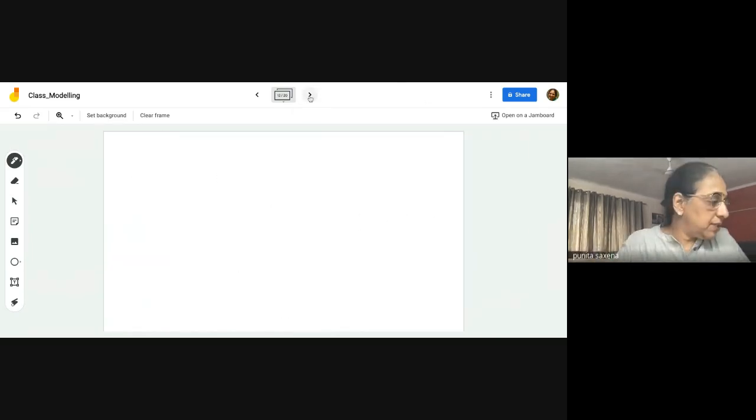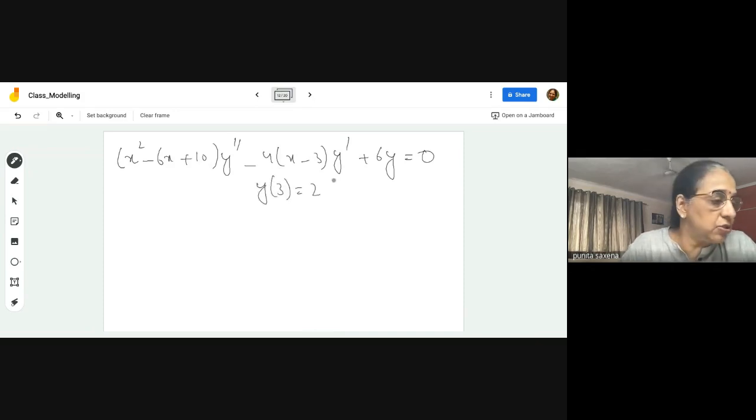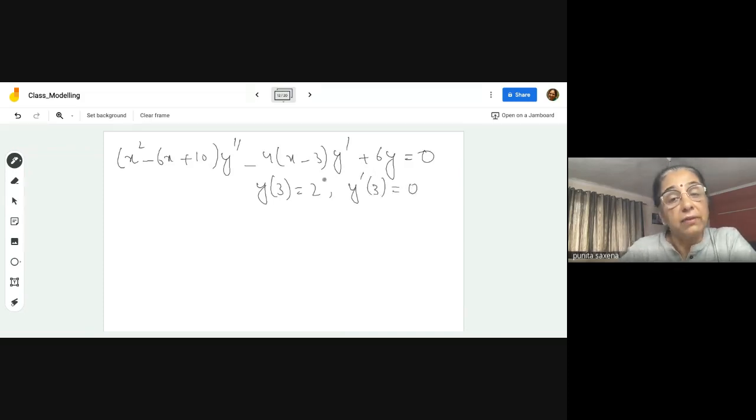But sometimes, for example, your question number 20, it says (x square minus 6x plus 10) y double dash minus 4 into (x minus 3) y dash plus 6y equal to 0. And the initial conditions given are y at 3 is 2 and y dash at 3 is 0. As I was saying, it is the initial conditions which will define what translation you have to make. So basically your a is 3 in this case.